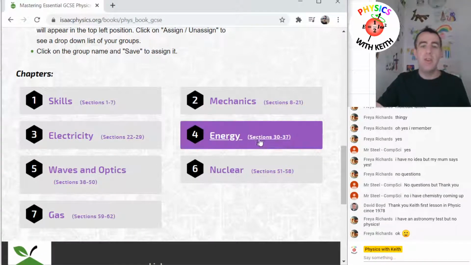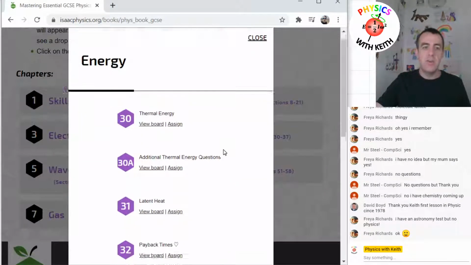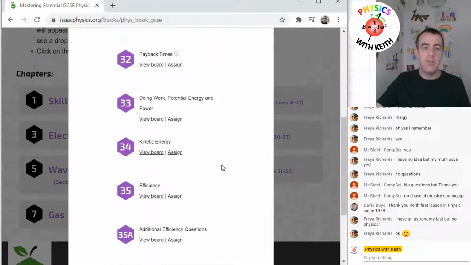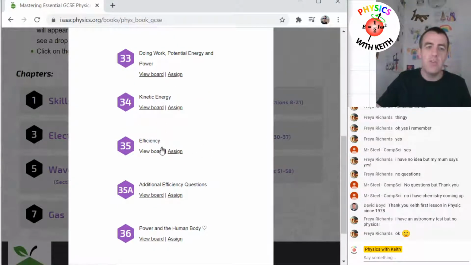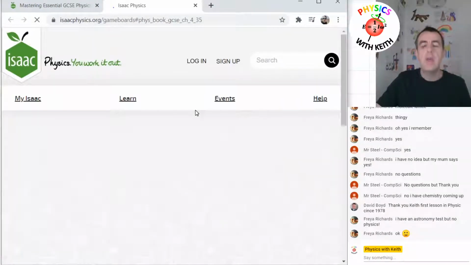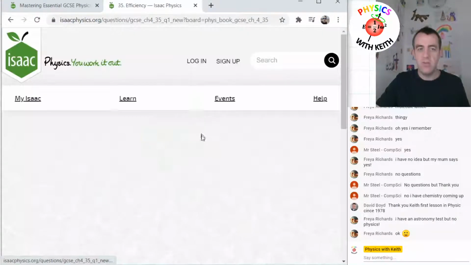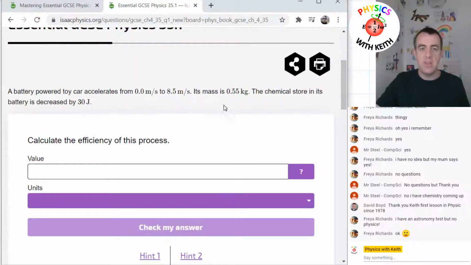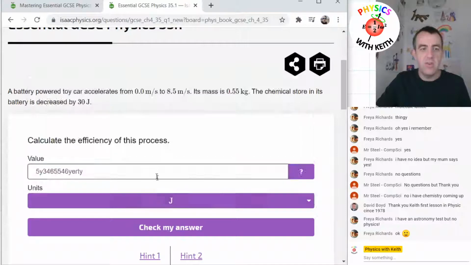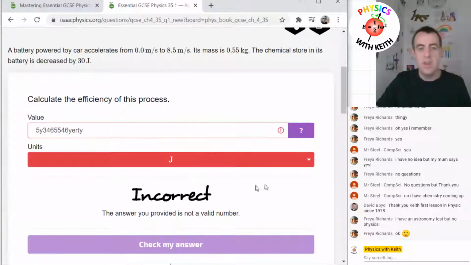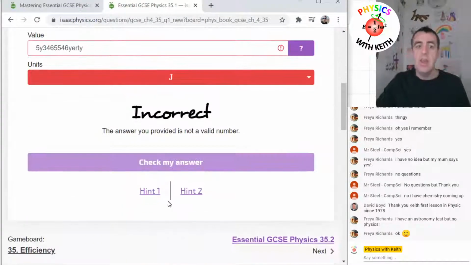So if, say, we're looking at energy, and you want to have a look at some questions about efficiency, perhaps you weren't quite sure you understood the equation, you can click View Board, and then you can work through these questions. If you see a question like that, you try and get the answer, you type what you think the answer is, you select your unit, and you click Check My Answer, and if it's wrong, it will tell you, and if you're right, it will tell you.